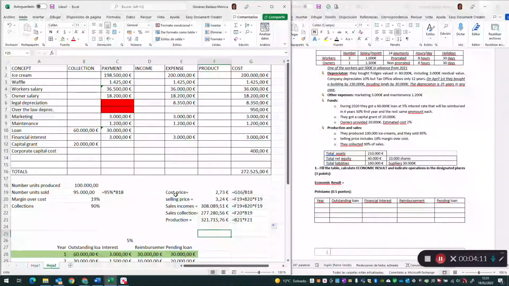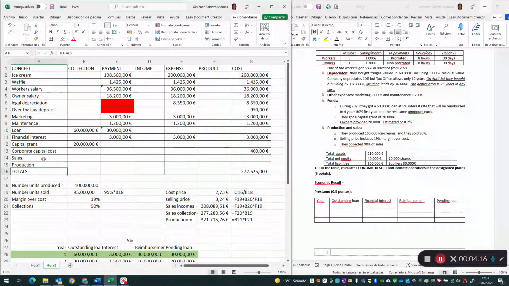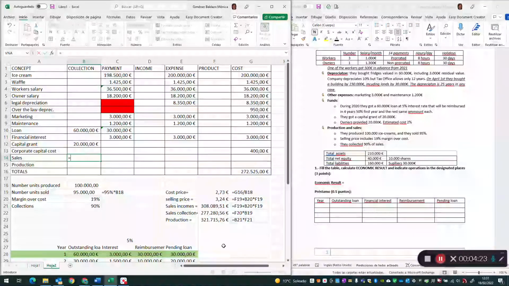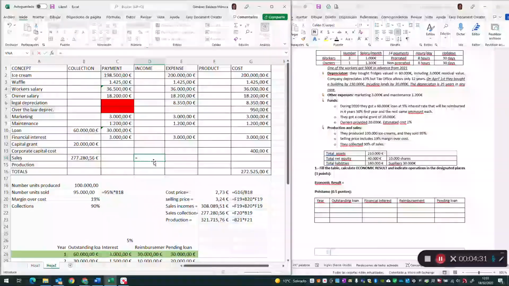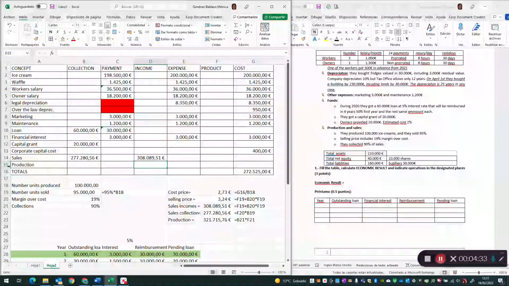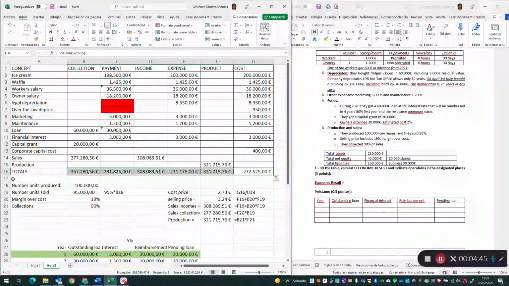So now it's time to translate this information into the chart. We're going to have sales, we're going to have production. So in the column collection, in the row sales, we're going to place sales collection. In the column income, row sales, sales income. And in the row production, column product, this is where we're going to have the full production. Once we're here, we need to calculate all the totals for all the columns.